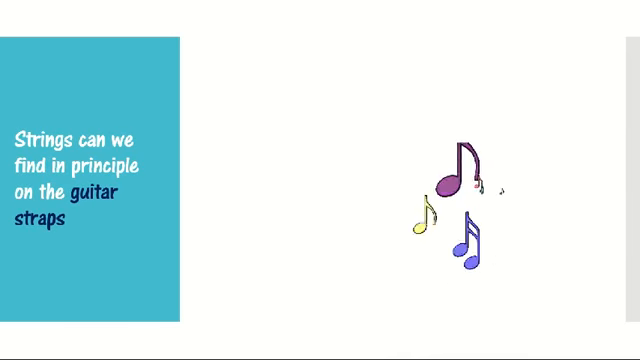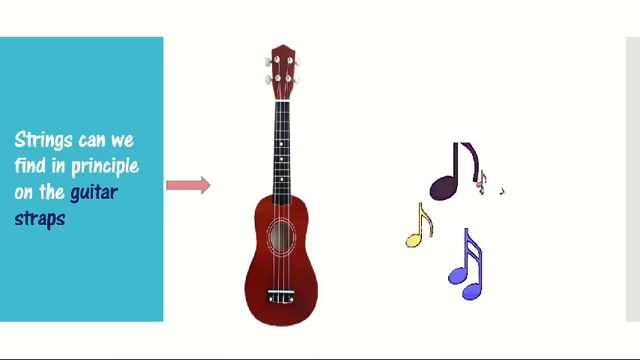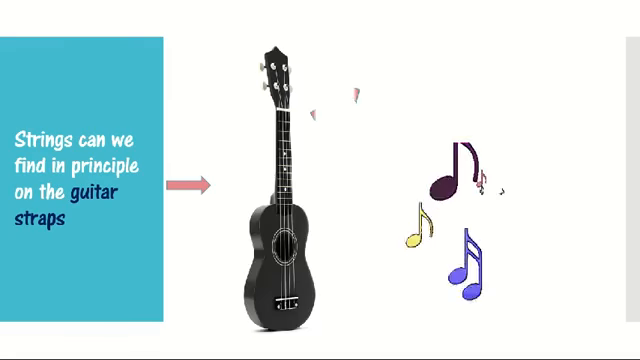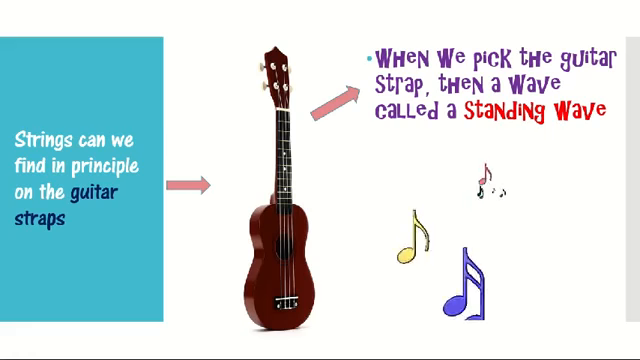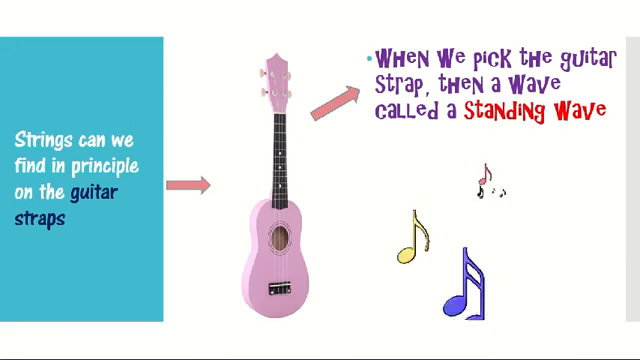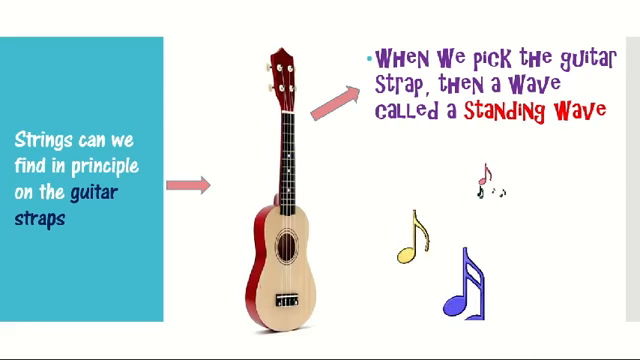And now, we will learn more about the concept of the string. Strings can be found in principle on the guitar strings. When we pick the guitar strings, a wave called a standing wave appears.